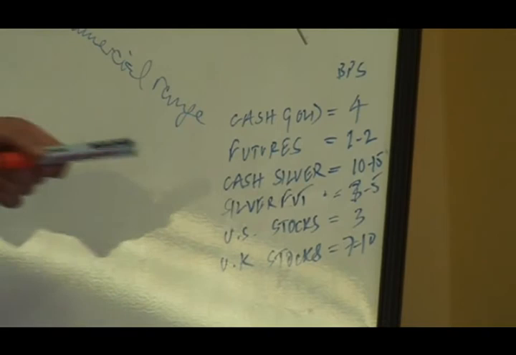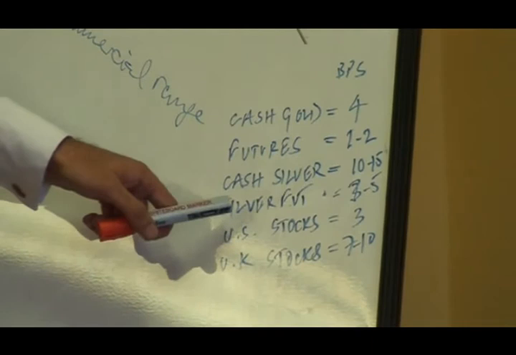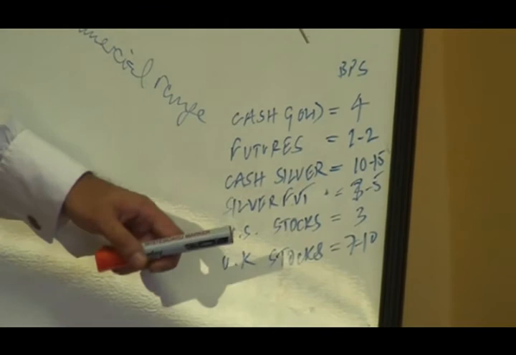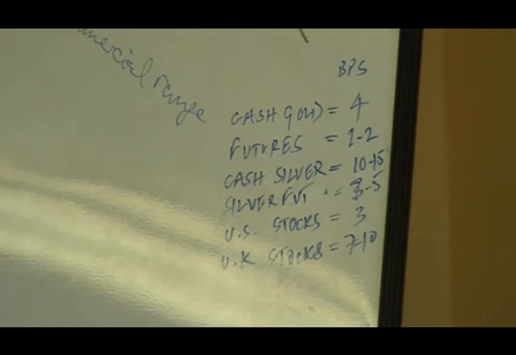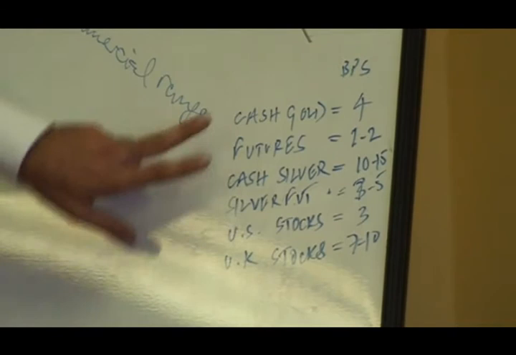Yeah. So cash silver is typically sort of 10 to 15 basis points, and silver future is between sort of 3 and 5 basis points. US stocks on average are about 3 basis points, and UK stocks are between 7 to 10 basis points. So that gives you a sort of spread of difference. These are assets, by the way.